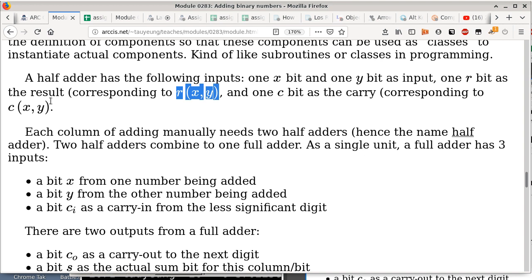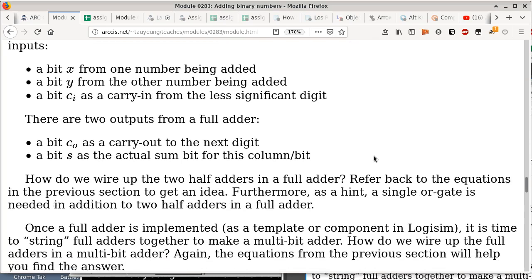For the most part, you take the logical expression or the Boolean expression that we talked about on Monday, and you turn it into a circuit using gates. That's how you make this little component. So once you have a half adder as a component, then you make a full adder as a component.